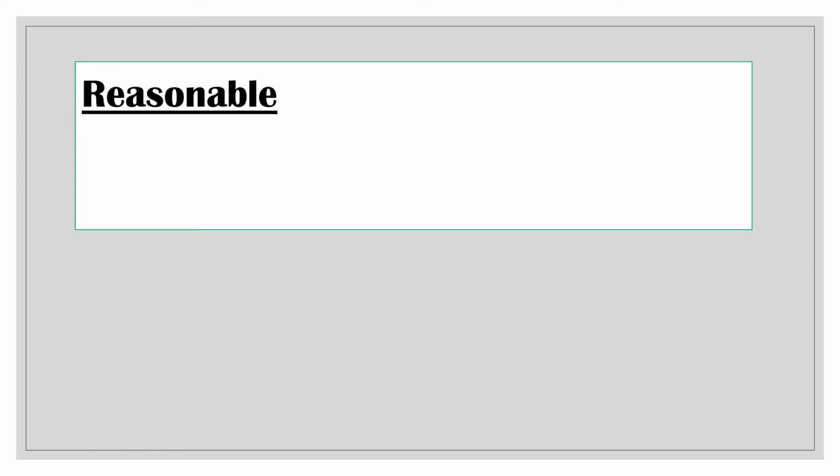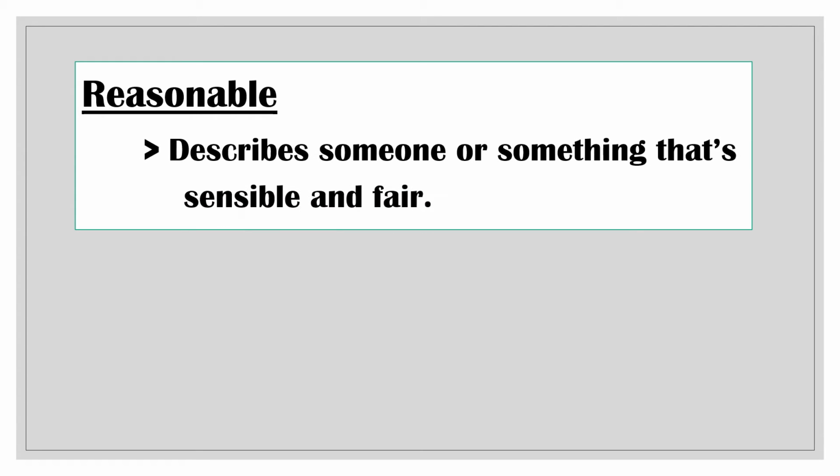Our second word is reasonable. Repeat after me. Reasonable. The meaning of reasonable is describes someone or something that's sensible and fair. Again, reasonable describes someone or something that's sensible and fair.